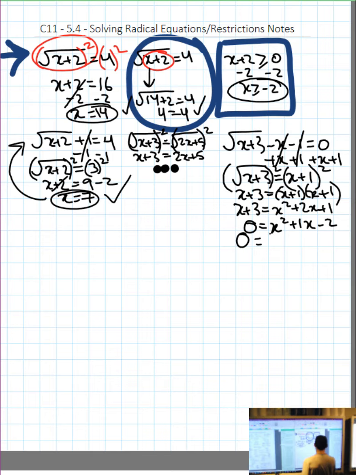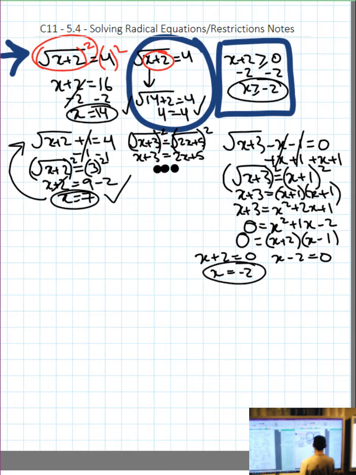So, what are two numbers that multiply to get negative 2 and add to get 1? Positive 2 and negative 1. Set your factors equal to 0 separately. Solve. Subtract 2 from both sides, x equals negative 2. Excuse me, I wrote that one wrong. I'm going to completely rewrite it.